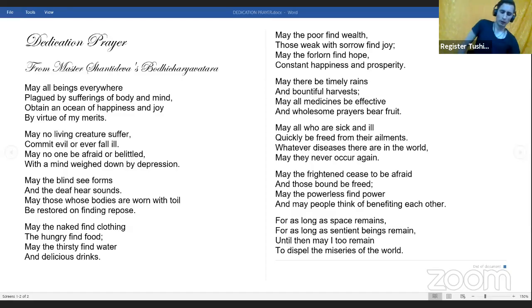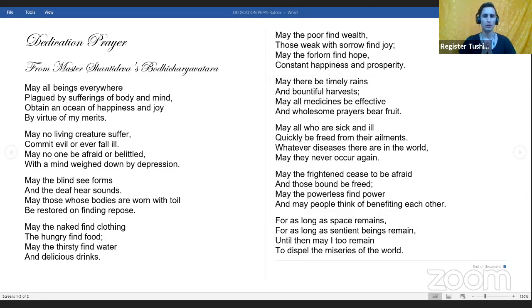And gently coming out of the meditation and acknowledging any virtuous action, any positive potential we've created. We'll just read through the dedication prayer. May all beings everywhere, plagued by sufferings of body and mind, obtain a notion of happiness and joy by virtue of my merits. May no living creature suffer, commit evil, or ever fall ill.